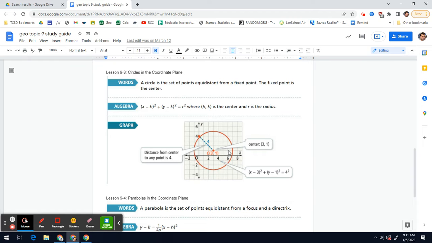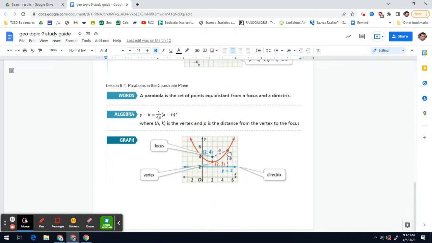And then you will not need 9.4. We skipped that as well. So find the perimeter using the distance formula and be able to use the circle equation.